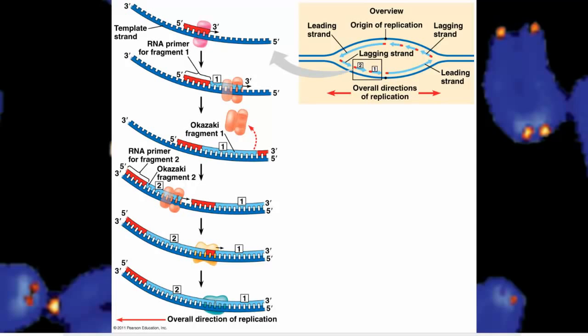RNA primer is replaced by DNA polymerase I, and then the segments are glued together with ligase. This process takes longer because it is made in segments and must restart at the replication fork each time helicase unwinds more DNA. Now let's review this process again with a video.